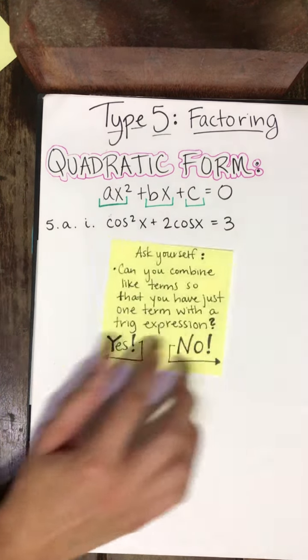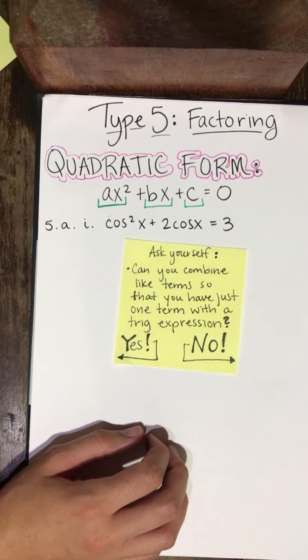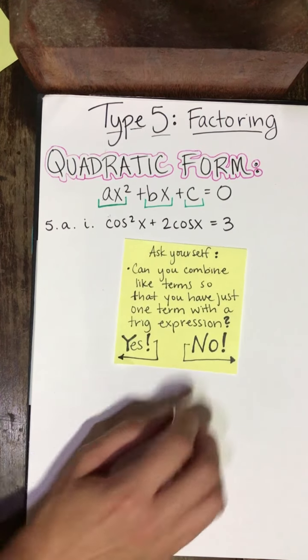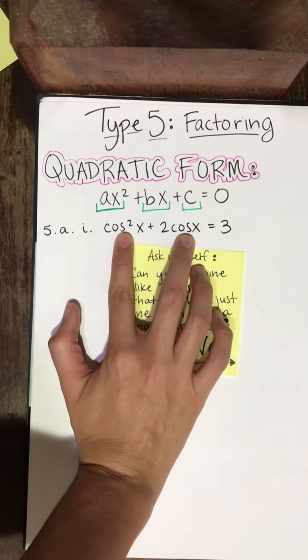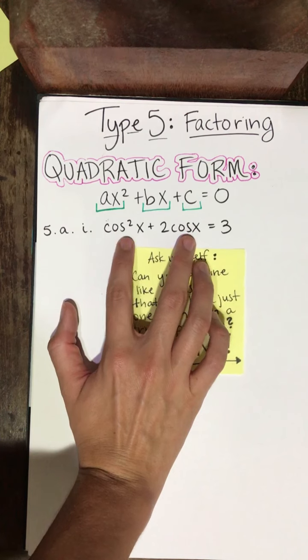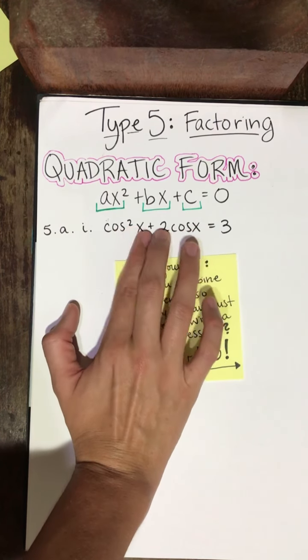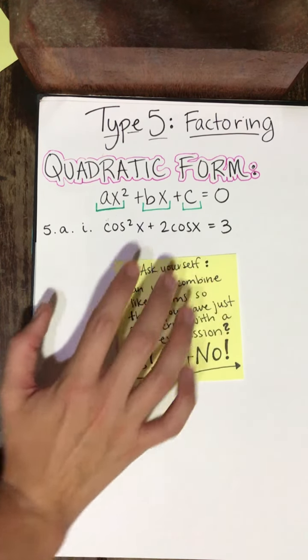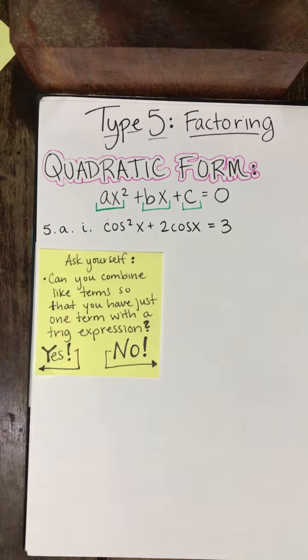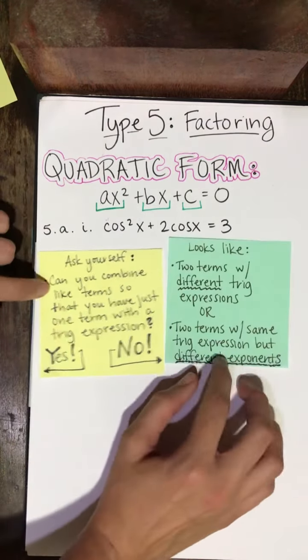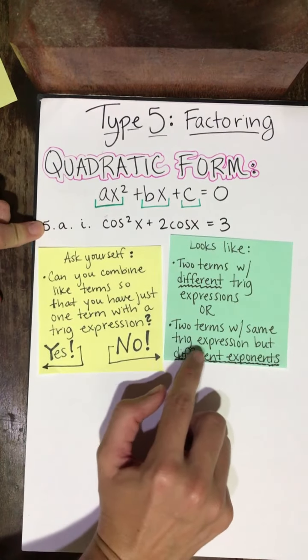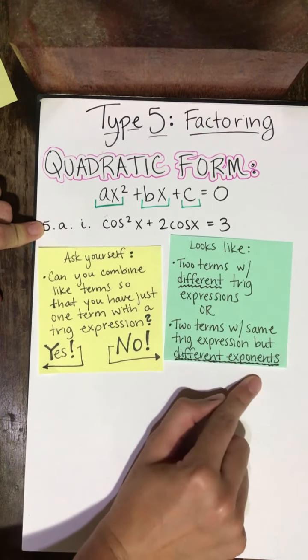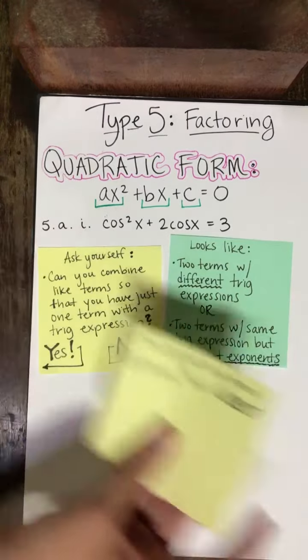Now remember, I said first you need to ask yourself, can you combine like terms so that you have just one term with a trig expression? Now we've got cosine squared and 2 cosine x. They are both cosine, but since this one's squared, we cannot combine them. They are not alike. They're too different to be living under the same roof. They can't be combined. So instead, what it looks like is that we've got 2 terms with the same trig expression but different exponents. When that happens, here's our steps.